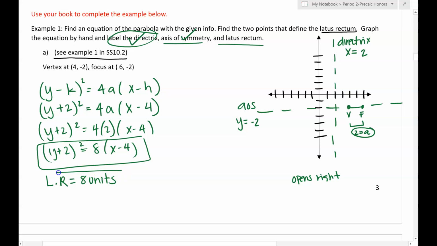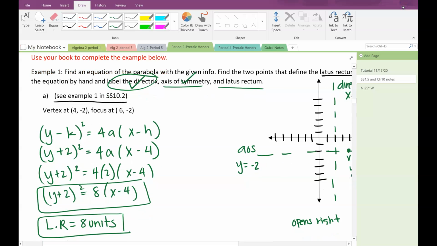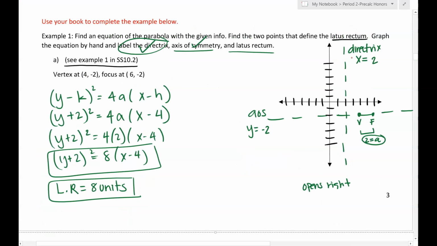And what does that do? Let me tell you what that would do for us. 8 units is the total distance for the graph, okay? So that means half of it from the focus. So remember, this is from the focus. The latus rectum is going to be perpendicular to the axis of symmetry. So because the latus rectum length is 8 units, I'm going to go up from the focus 4 units, just like that, and down from the focus 4 units.